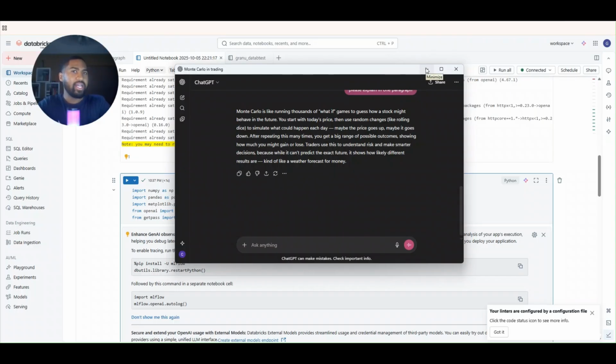So now that we understand a crash course on what Monte Carlo is, I also want to mention something called Markov chains that I've learned recently. Highly recommend taking a look at it.